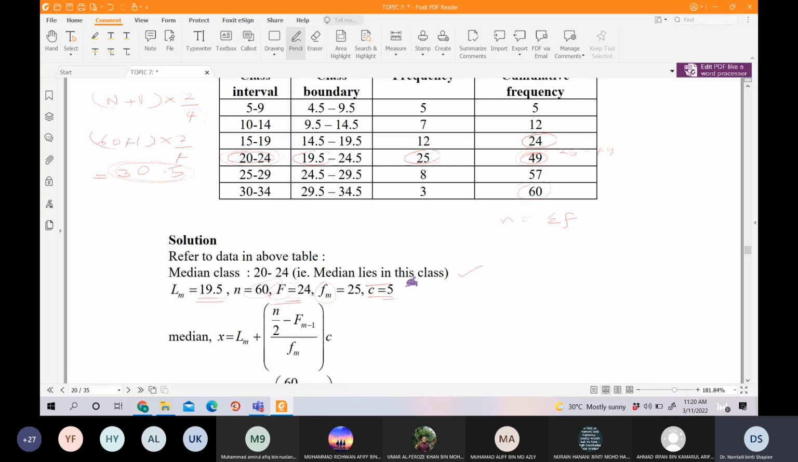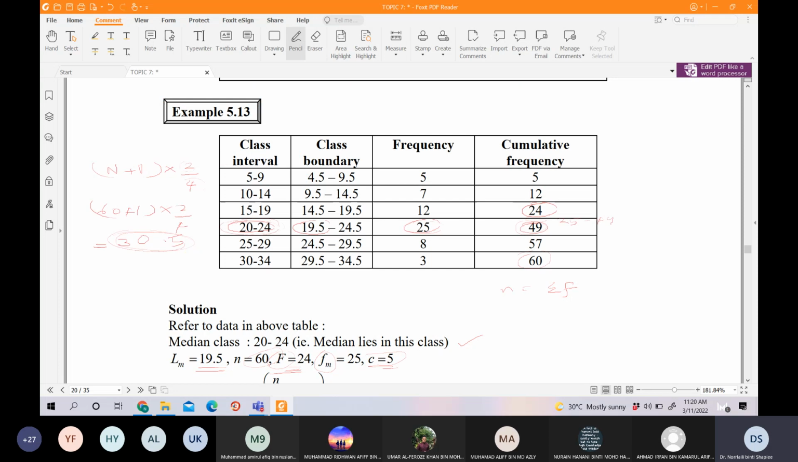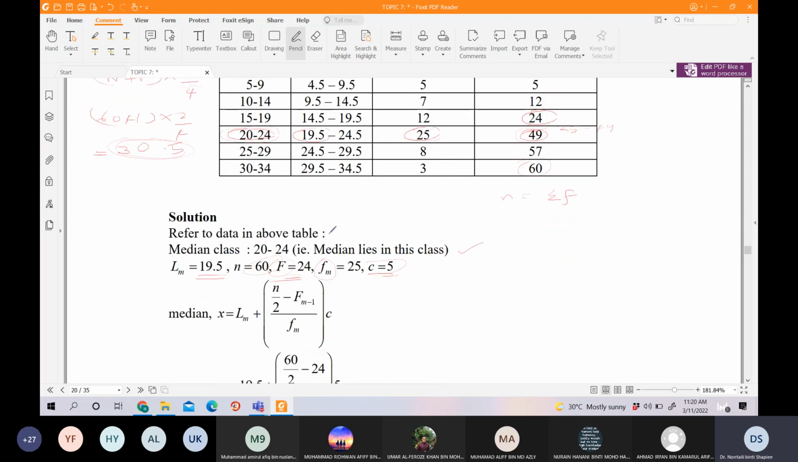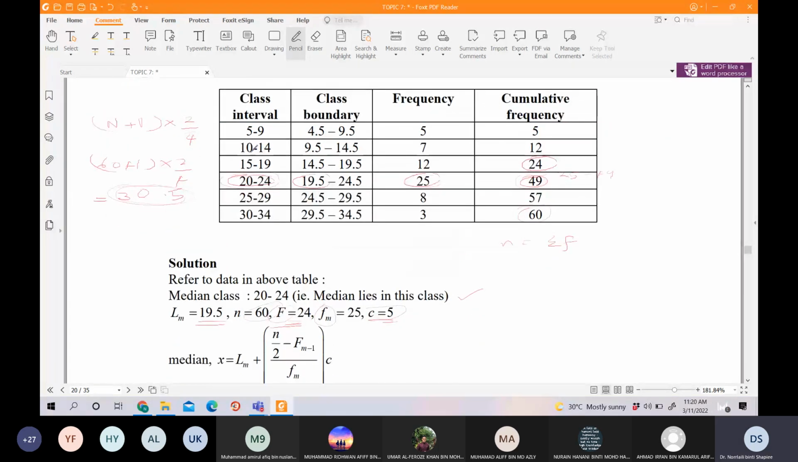C is equal to 5. What is C? Size of the median class. So how to find the size of the median class? This C equal to 5, where did we get it from? 24.5 minus 19.5. So 24 minus 19 is equal to? 5. So this is our class size.